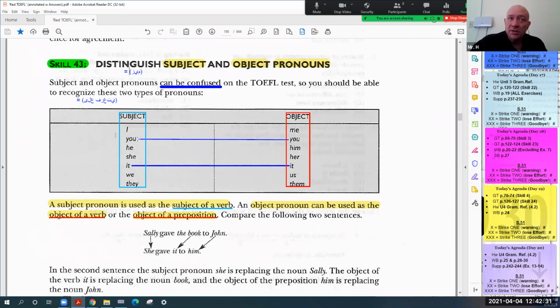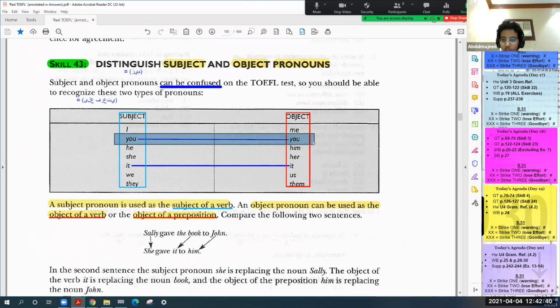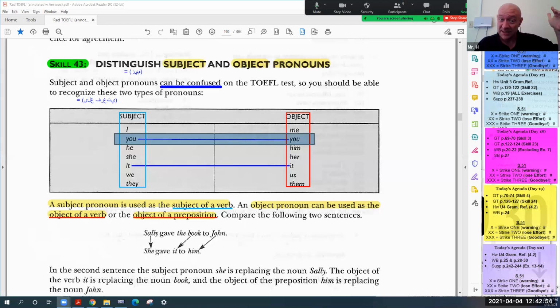So how can we distinguish? Maybe the position. Yes, look at the sentence and think about it. Where is it? When it's at the beginning of a sentence, then it's subject. If it follows a verb or if it follows a preposition, then it's the object. Exactly, okay?